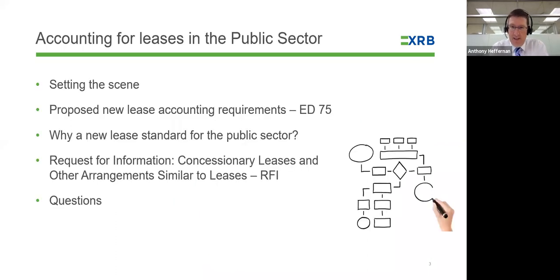I'll start off by setting the scene before we move on to explaining exactly what's happening with ED 75, an exposure draft that was issued in January from the IPSASB, proposing new lease requirements for lessees and lessors. Ross will talk about why we're introducing these new standards, why we're introducing change, and what that means for the public sector. Then Jamie will talk about the RFI. And we'll definitely keep moving so we can allow time for your questions. So we'll move to the next slide.